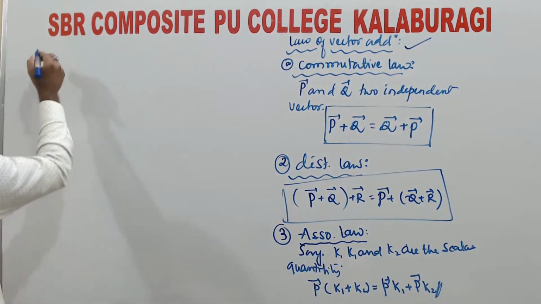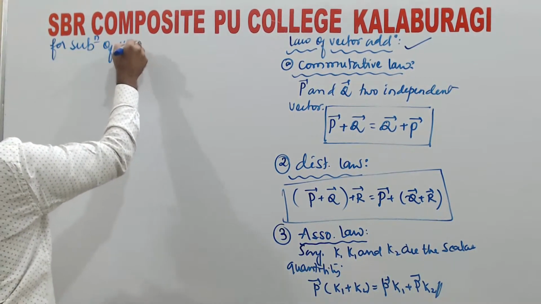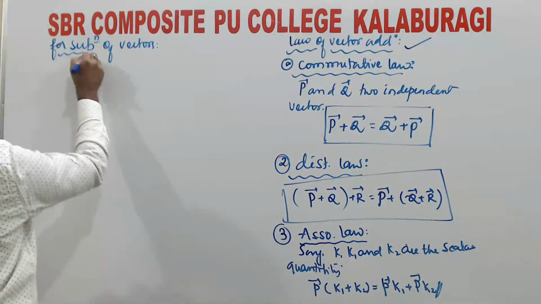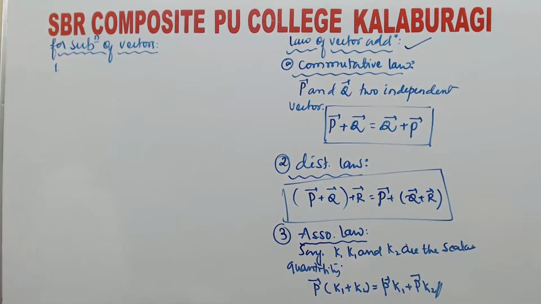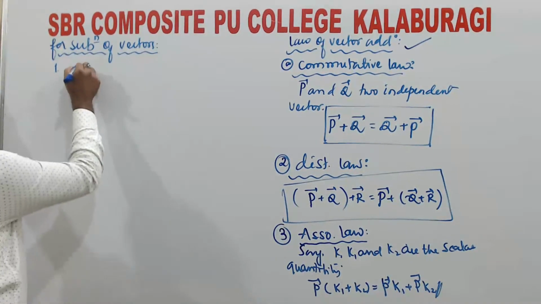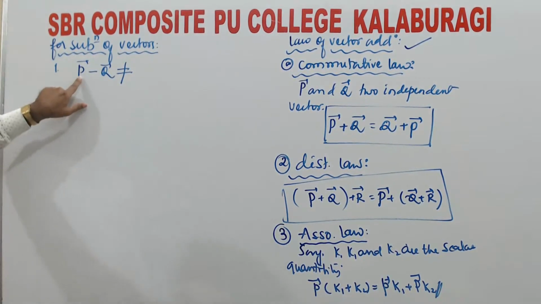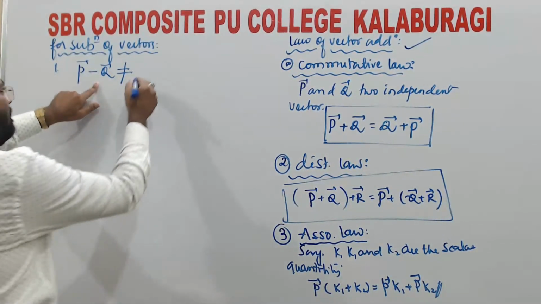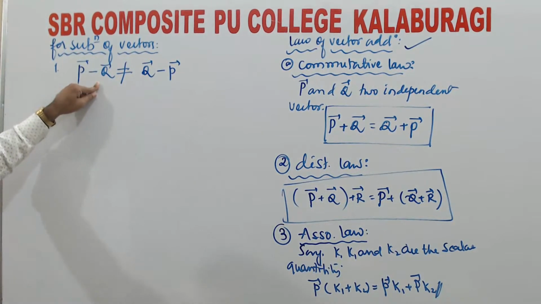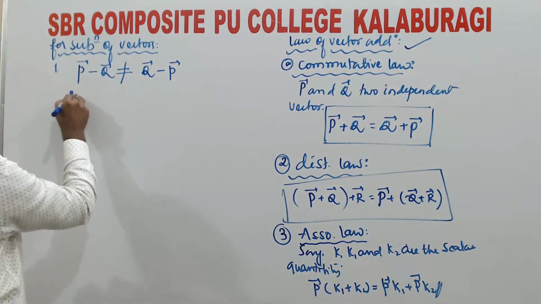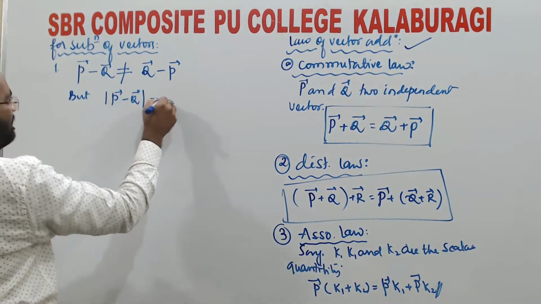For subtraction of vectors, number 1, the commutative law. For subtraction of two vectors, vector P minus vector Q does not equal vector Q minus vector P. It is not equal, but it is equal when you take the modulus of this value.